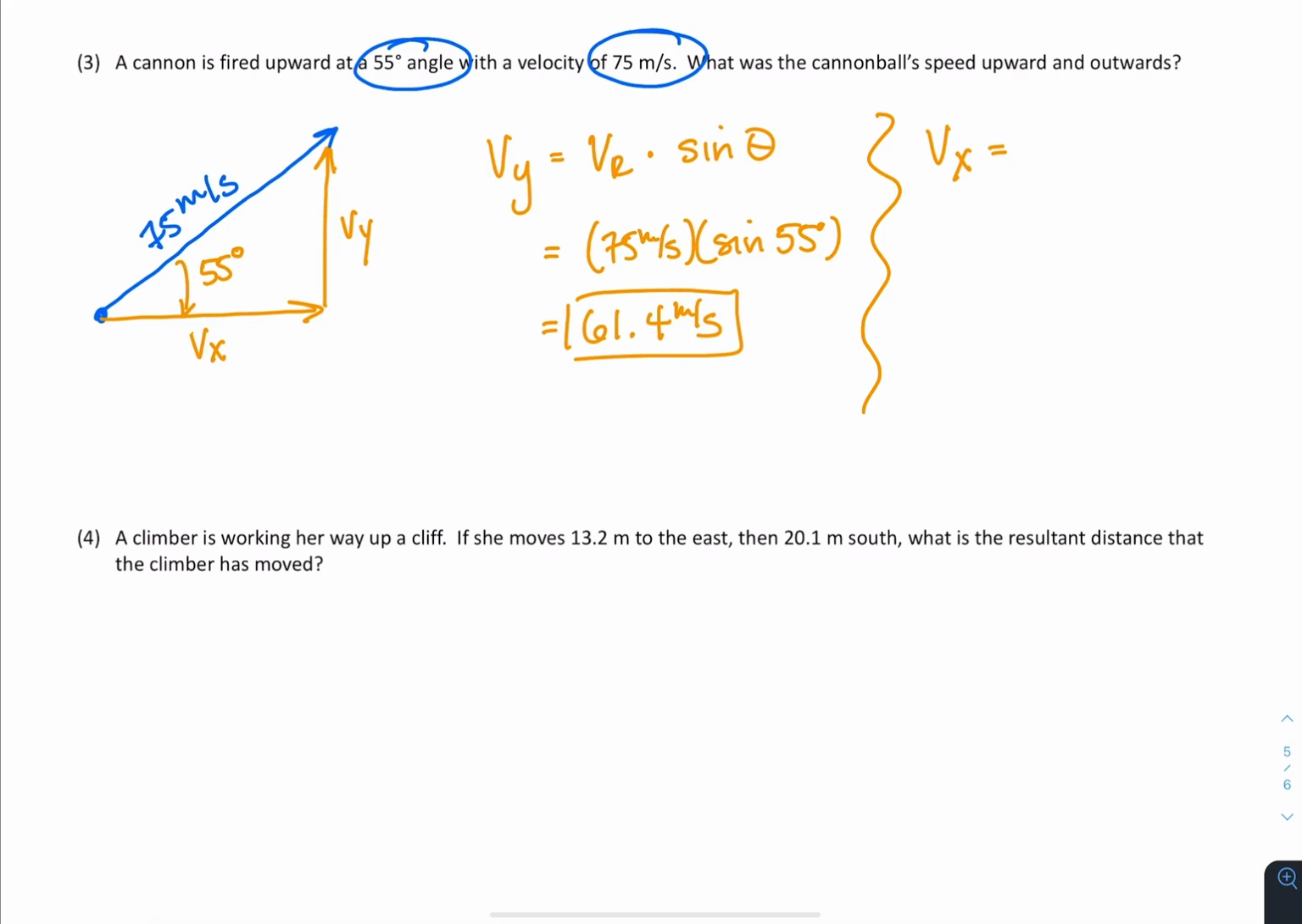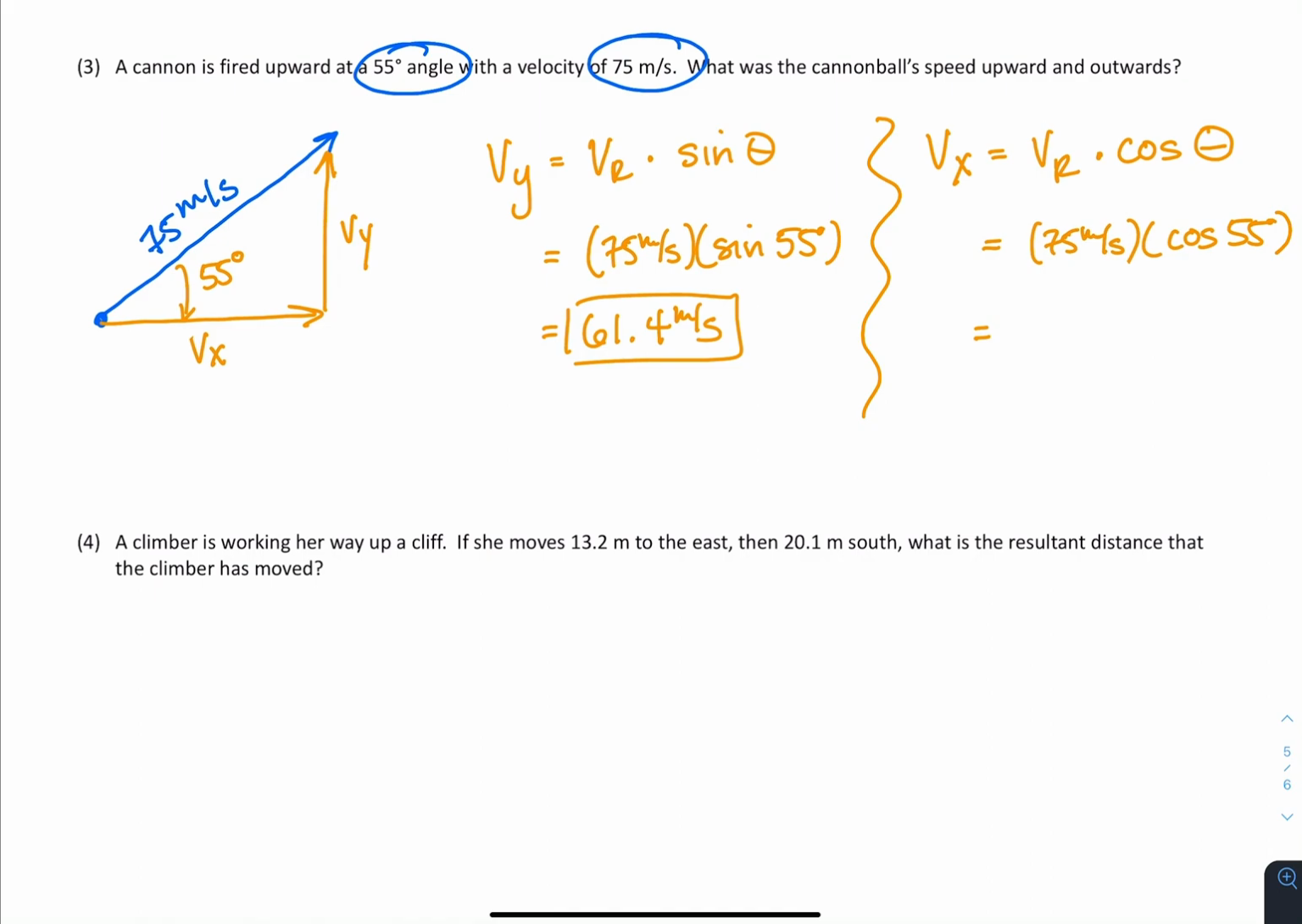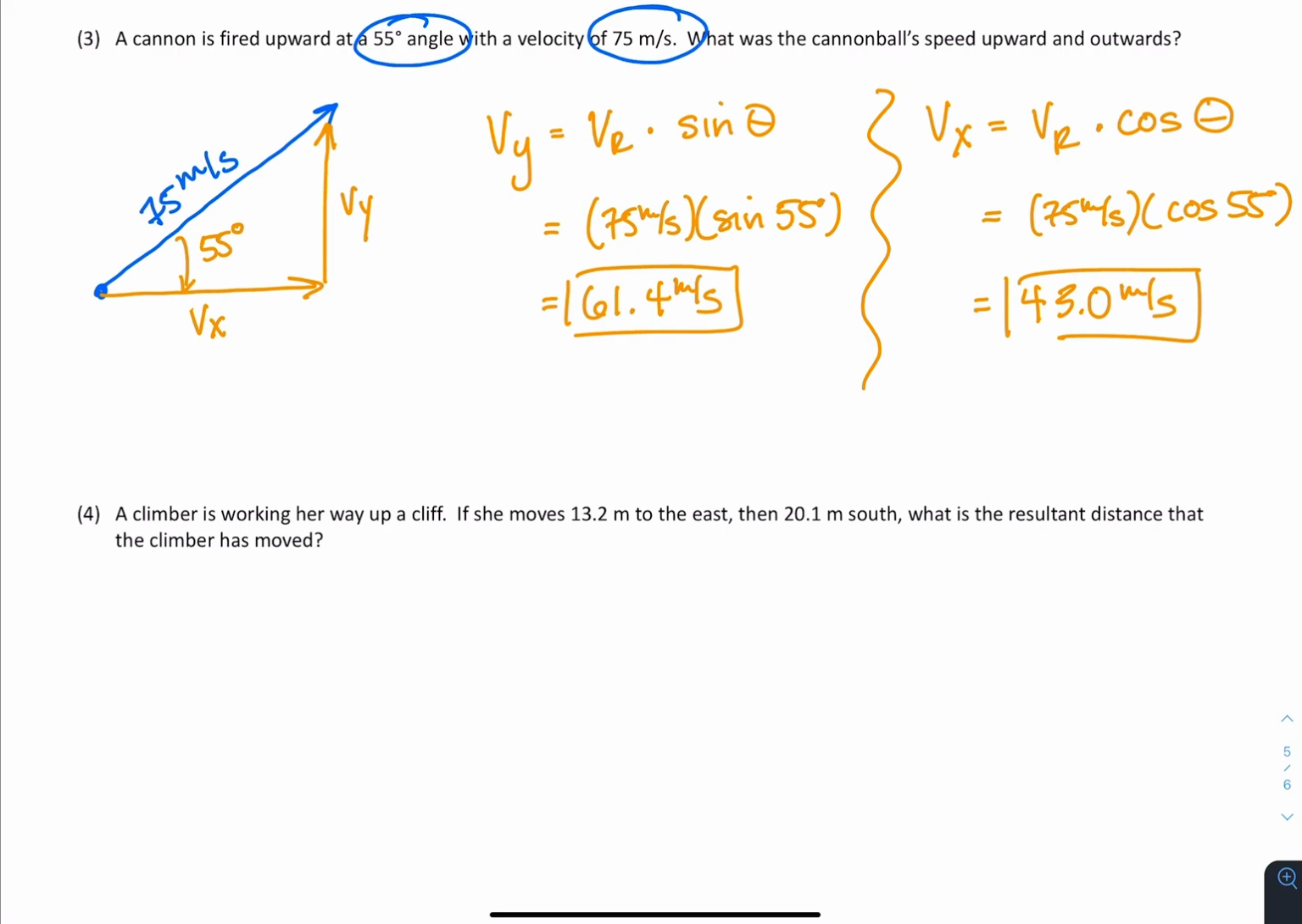So Vx is going to be Vr times the cosine of our angle. So in this case, 75 meters per second times the cosine of 55 degrees. We plug that into our calculator, and we find that the horizontal component is 43.0 meters per second. So these are the x and y pieces of that triangle that will form that hypotenuse that has a value of 75 meters per second if the angle is 55 degrees. Now let's go look at number 4.